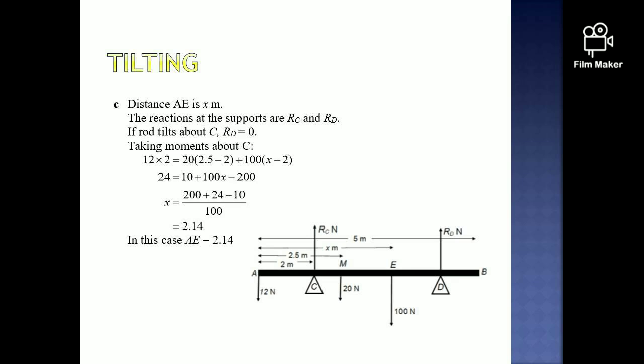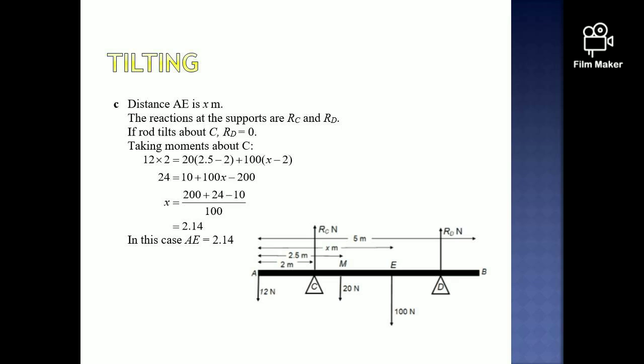With that assumption, we will consider the moments around C. If you consider the moments around C, you can mark 12 into 2. That is the anti-clockwise moment obtained from this question, due to the weight of 12 newtons you added at point A, 2 meters into 12 newtons. Then there is no moment due to the reaction RC. The other one, children, is the moment due to the weight of 20 newtons, the weight of the rod. The length from A to M is 2.5, A to C is 2, therefore that length should be 0.5. So you can mark 0.5 into 20 newtons, or you can say 20 into 2.5 minus 2.